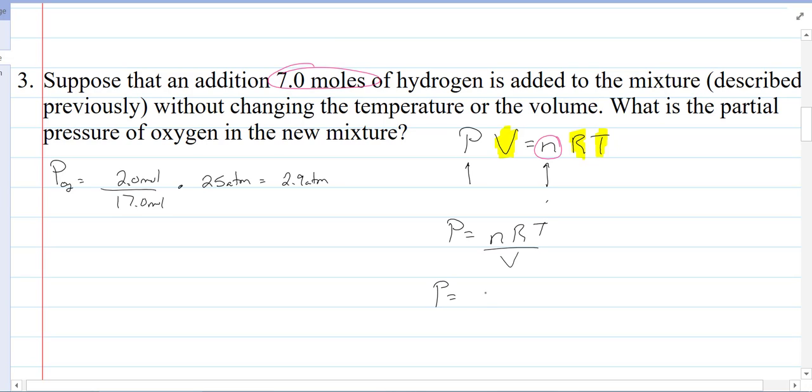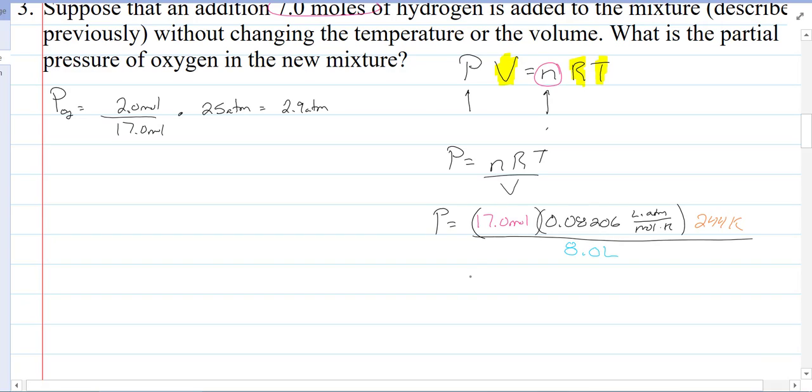So P would equal 17 moles now. R is still 0.08206 liters atmospheres per mole Kelvin. Temperature we know is 244 Kelvin. And it's still 8 liters. So my new pressure is 42.5 atmospheres. So now I come back here.